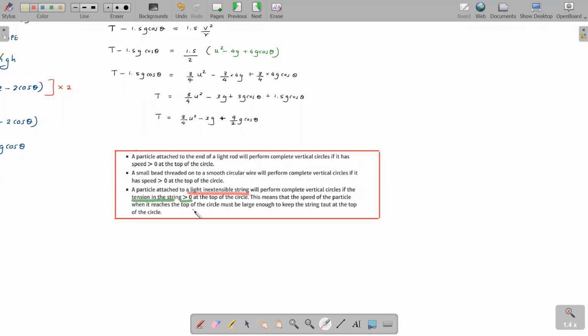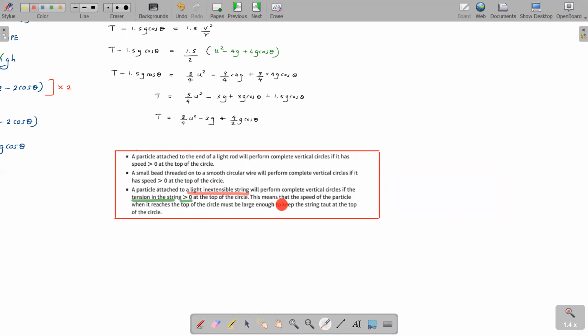It's the tension, because if the tension is not there, the string will become slack and the particle will start falling down. It won't perform the complete circular motion. So in order to perform the complete circular motion, the tension should be good enough. The tension should be large. The tension should not be 0. The tension must be larger than 0.